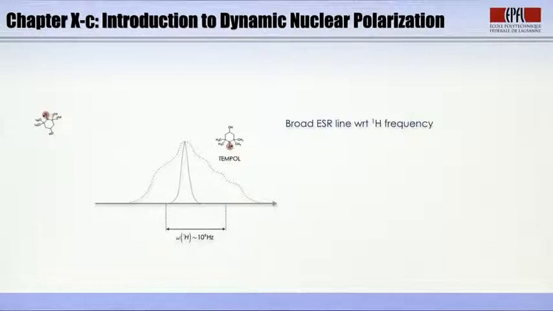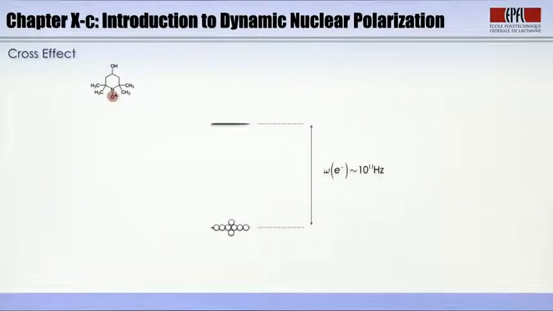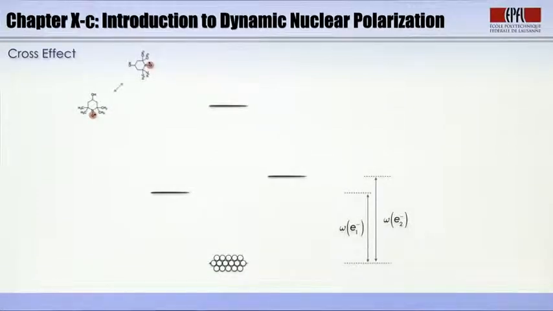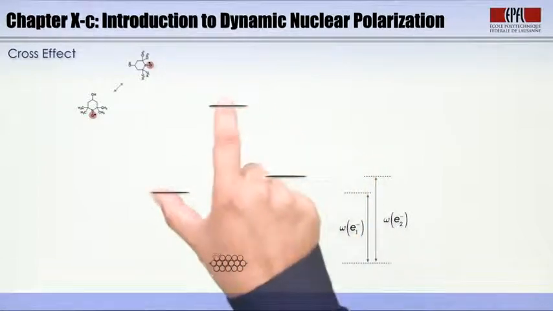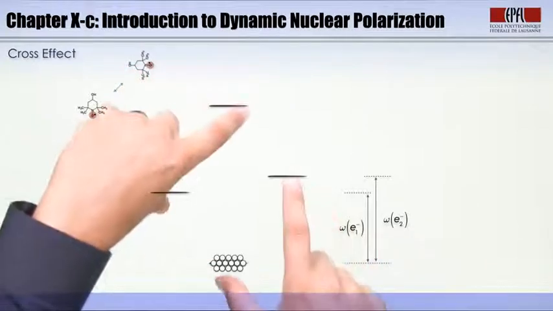Now if one has a broad ESR line, such as TEMPOL, and in addition has a moderate electron-electron coupling due to a moderate electron concentration, one can observe the cross effect. So starting from one single electron and one single transition with a high polarization, and then bringing in another electron spin, we see that our spin system can be described by 4 energy levels, and that those 2 transitions can be described by the electron frequency of spin 1, omega electron 1, here, and the electron frequency of spin 2, omega electron 2, here.